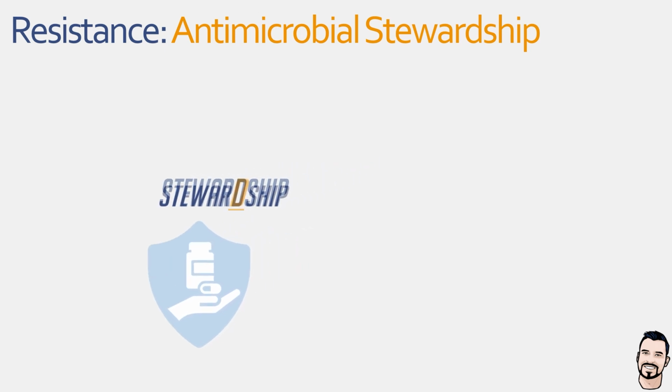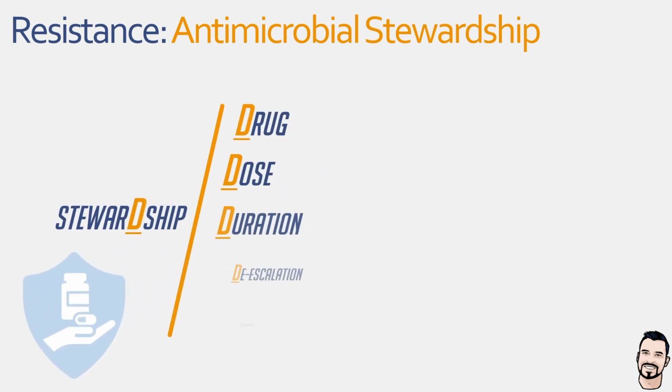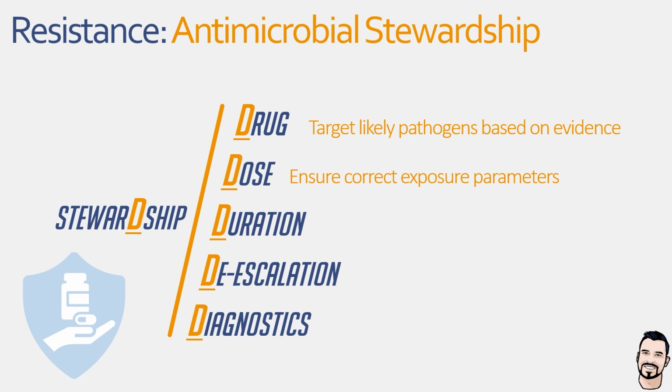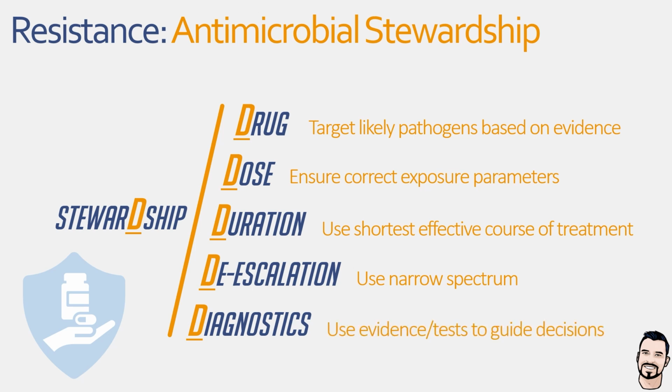Now, the principles of antimicrobial stewardship can be summarized by the 5 Ds: drug, dose, duration, de-escalation, and diagnostics. This essentially means we have to use the correct drug for the pathogen that is likely to be causing the disease, ensure that we use the correct dose so that there is a meaningful effect on the pathogen, use the drug for the correct duration and no longer than necessary, de-escalate where possible and switch to narrow-spectrum antibiotics once culture results are available, and ensure that we are using appropriate diagnostics to guide decision-making.